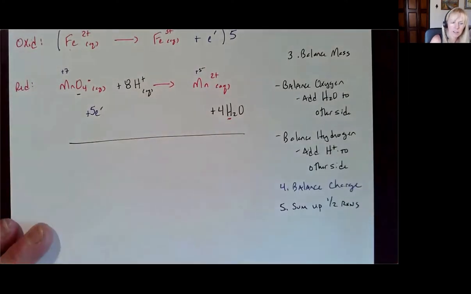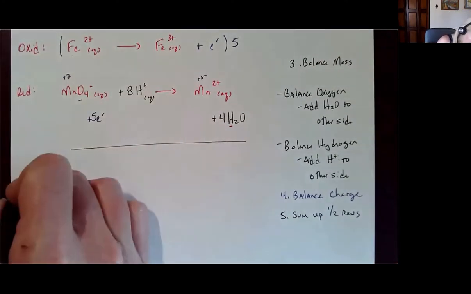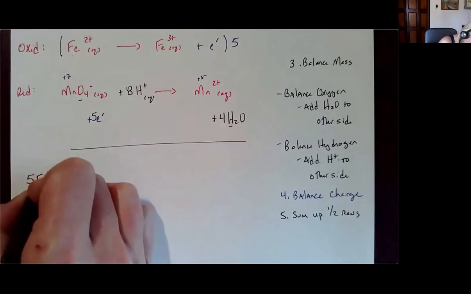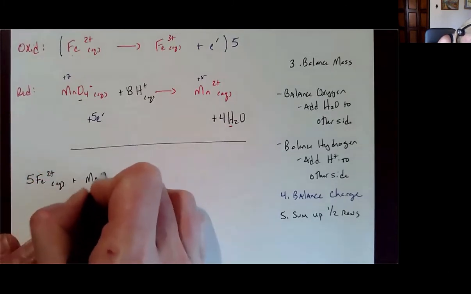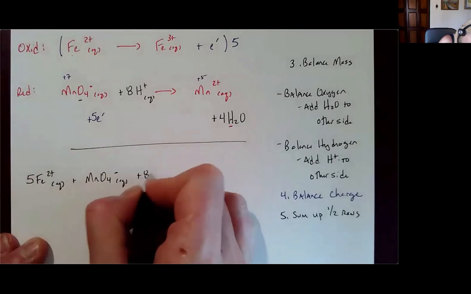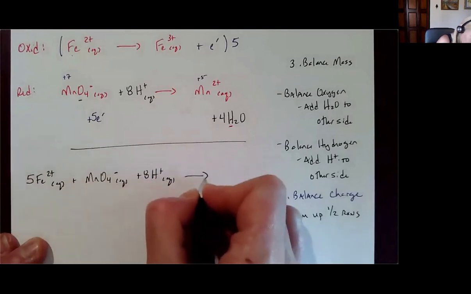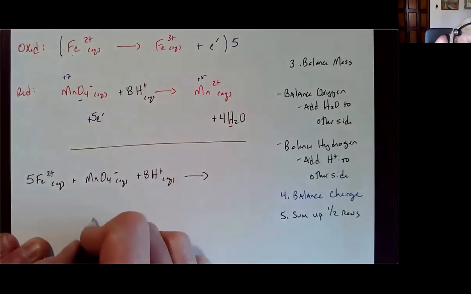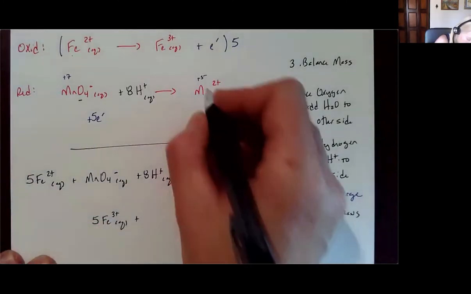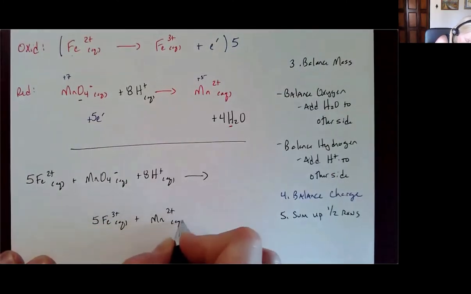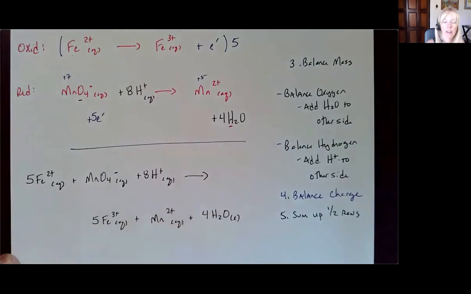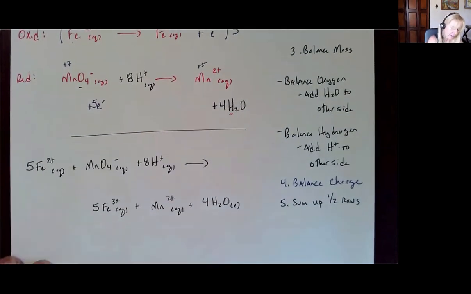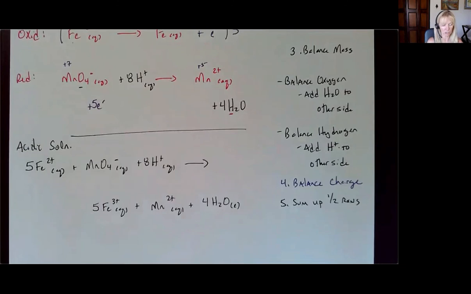Draw a line here, and I'm going to write everything that's a reactant. So I have 5 iron 2+ plus MnO4- plus 8 hydrogen ions. And those are all my reactants. And then my products, I'm going to have 5 iron 3+ plus Mn2+ plus 4 waters. And that would be in an acidic environment. So unless you're told otherwise for these balancing chemical reactions, these redox reactions, you can assume that you have an acidic environment unless you're told basic.